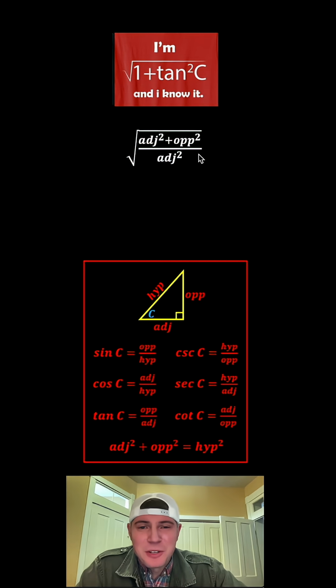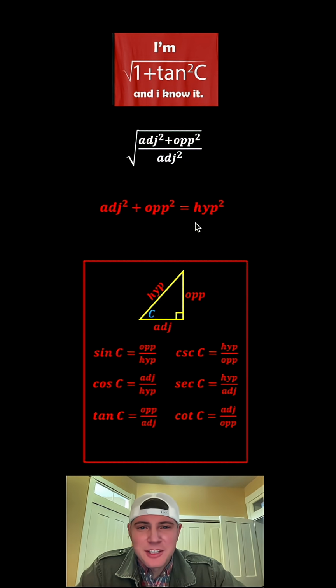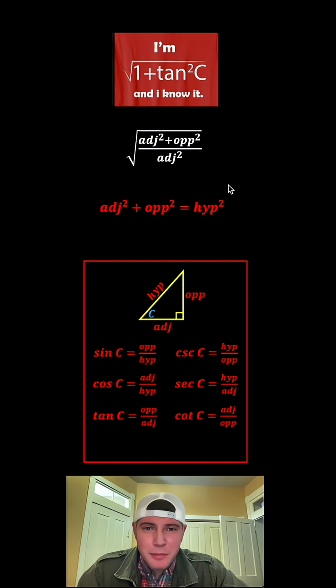So this adjacent squared plus opposite squared, that looks familiar. We have that down here in our Pythagorean theorem. Let's bring it up here. Adjacent squared plus opposite squared is equal to hypotenuse squared. So in the place of adjacent squared plus opposite squared, let's plug in hypotenuse squared.